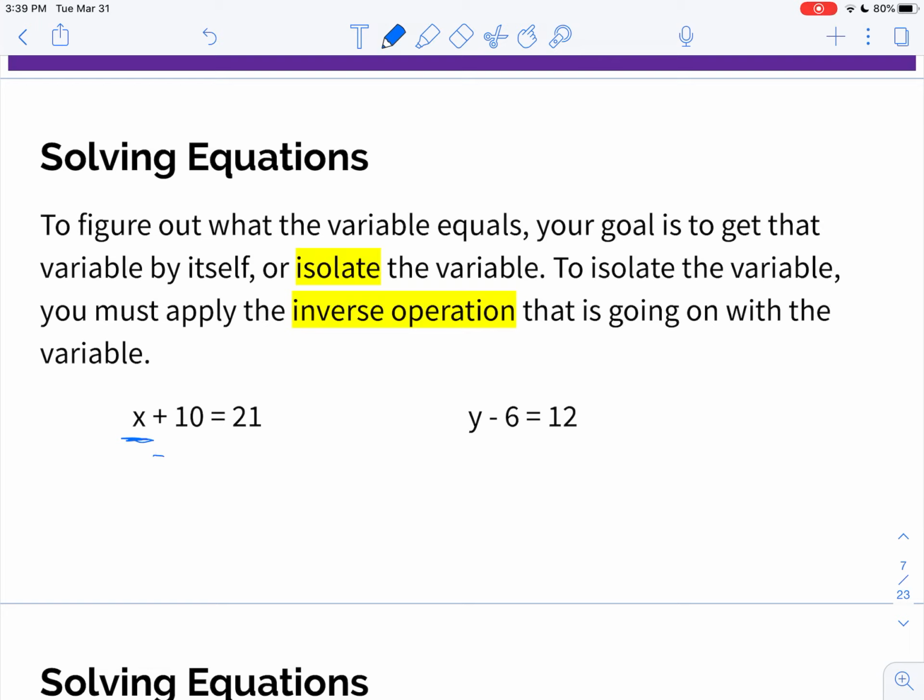So y minus 6 equals 12. You want to check what's going on with my variable y. Y is being subtracted by 6. So the opposite of subtracting 6 is adding 6 to each side of the equation. These cancel out. You are left with y isolated. 12 plus 6. Y is 18. Plug it back in. 18 minus 6 will hopefully give us 12. 18 minus 6 is 12, and 12 equals 12.